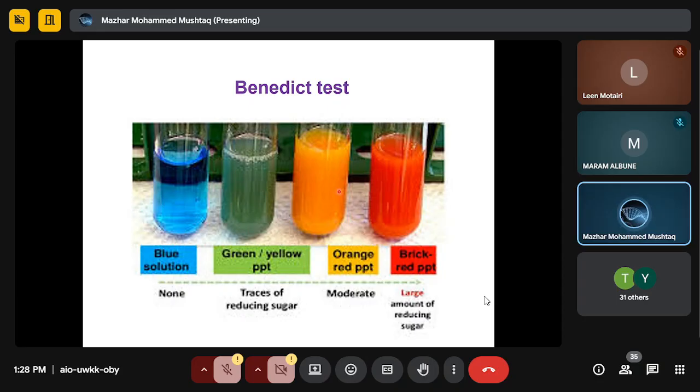Blue, green, orange, and red. As the intensity of the color increases, that indicates a higher concentration of glucose, but it does not indicate exactly how much. It only indicates that there is an excessive amount of glucose in the urine. That is called the Benedict test.